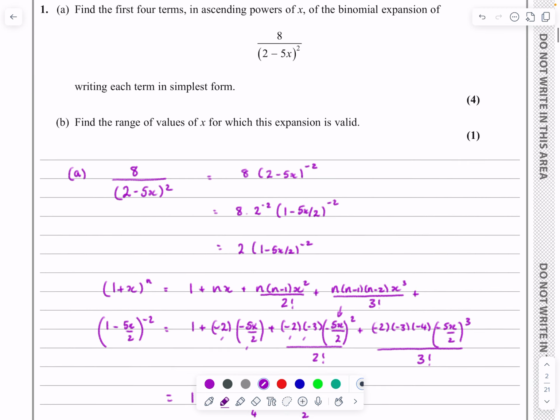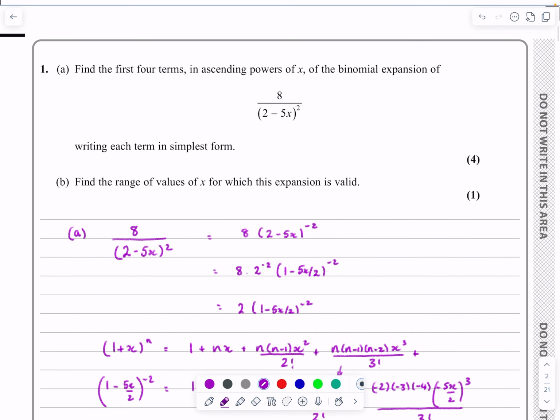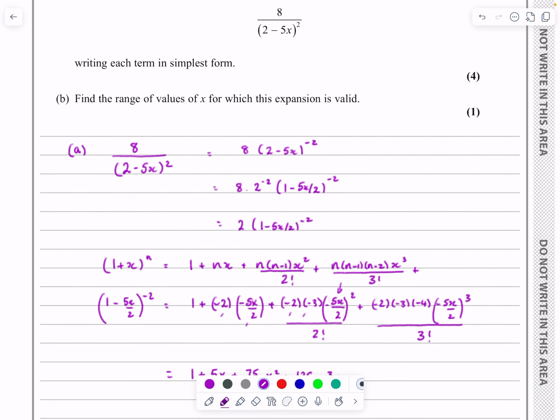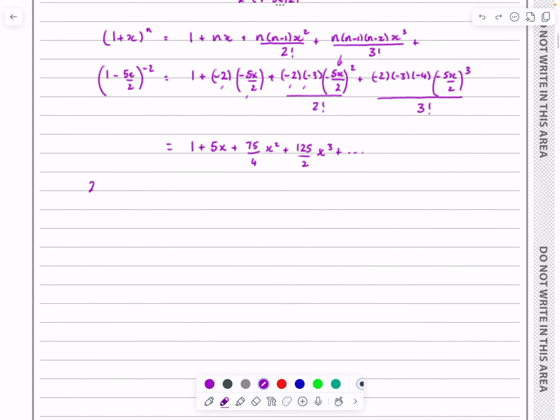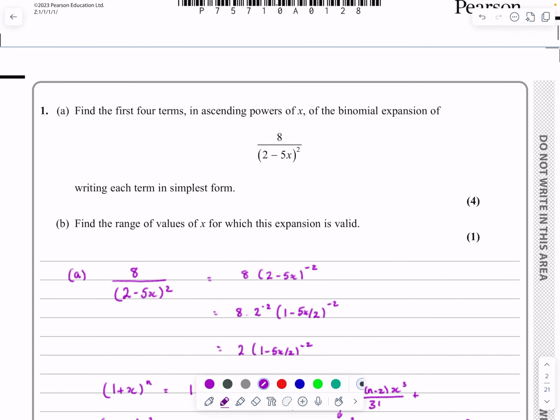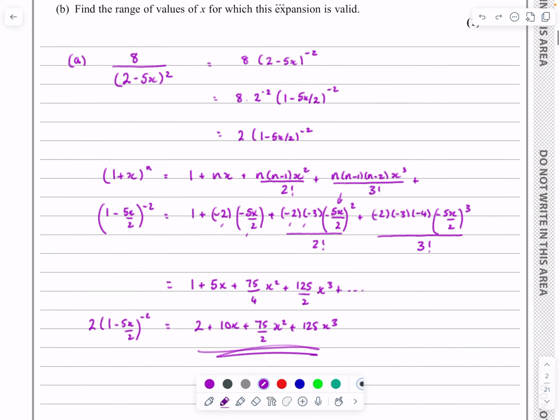Really important that you practice these often enough to be able to be really accurate and also really efficient and quick with doing these. But remember, this is only 1 minus 5x over 2 to the minus 2, and I've got 2 lots of that, so we haven't quite finished. So 2 lots of that then, which is what I actually want, is going to be 2 plus 10x, and it's 75 over 2 then, x squared, and it's 125 x cubed. That's the binomial expansion of this for the first 4 terms.